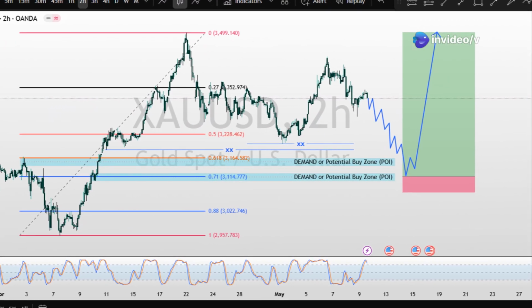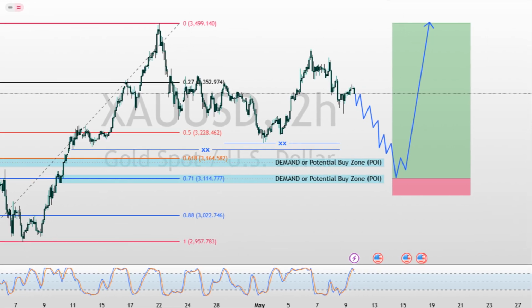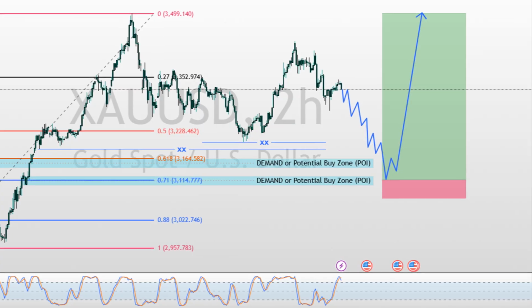On the 2-hour chart, a bearish order block is broken, forming a new demand zone at the 0.71 retracement level. This could support a bullish reversal.